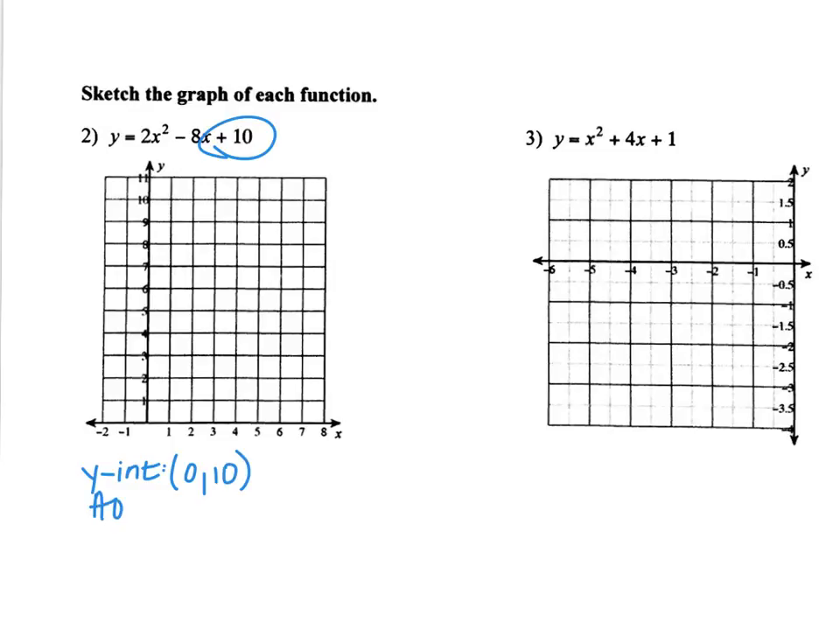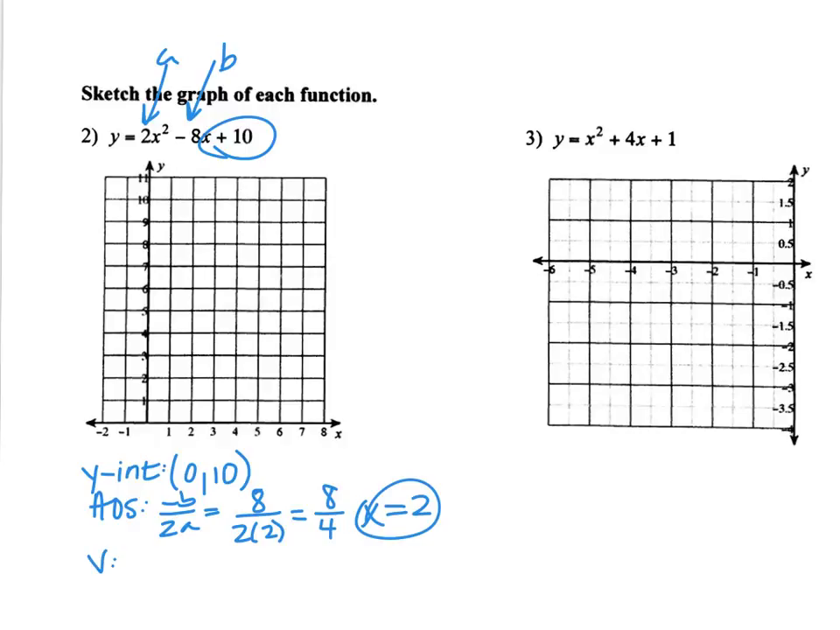Then we found the axis of symmetry, -b over 2a. A, remember, is this number in the very front. B is the number with the x. So -b over 2a gives me +8, because b is already a negative value. And then over 2 times 2, that's 8 over 4. So my axis of symmetry is x equals 2.